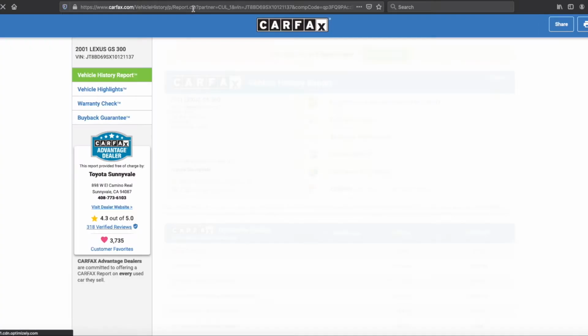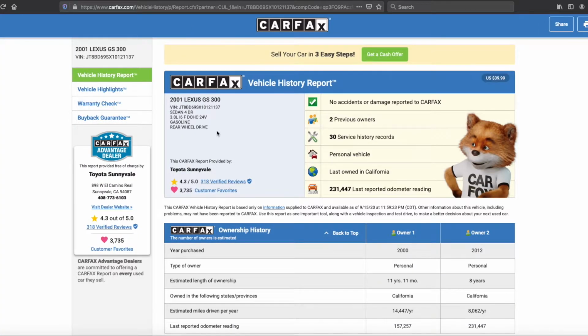Okay, so I'm just going to go through the detail on this one. This is a two-owner vehicle. Of course, the GS300 is a rear-wheel drive vehicle, not front-wheel drive like the ES, for example. The ES is a bigger vehicle than a GS, but the GS is more like the size of a Camry, for example. And it's a luxury model, keep that in mind, so the parts and components will probably be more expensive compared to, say, a Camry.